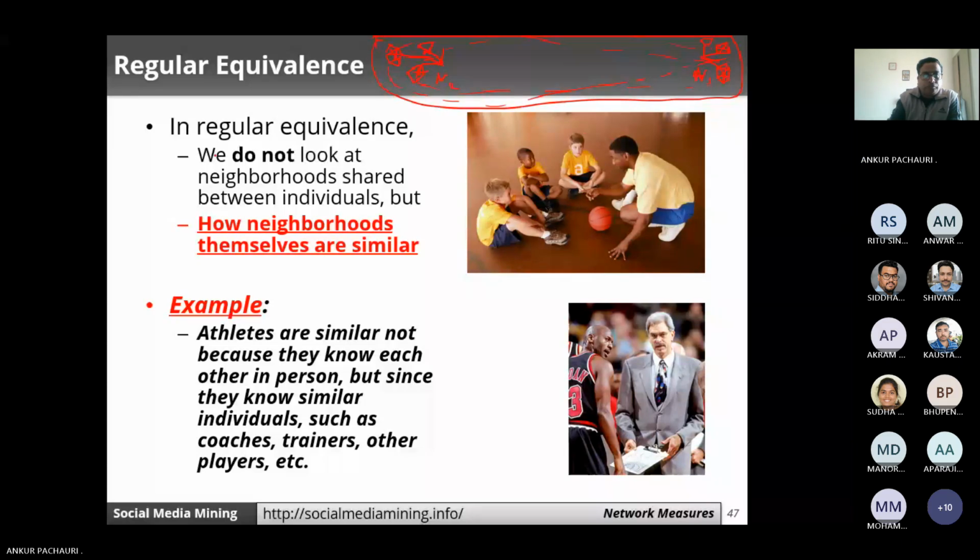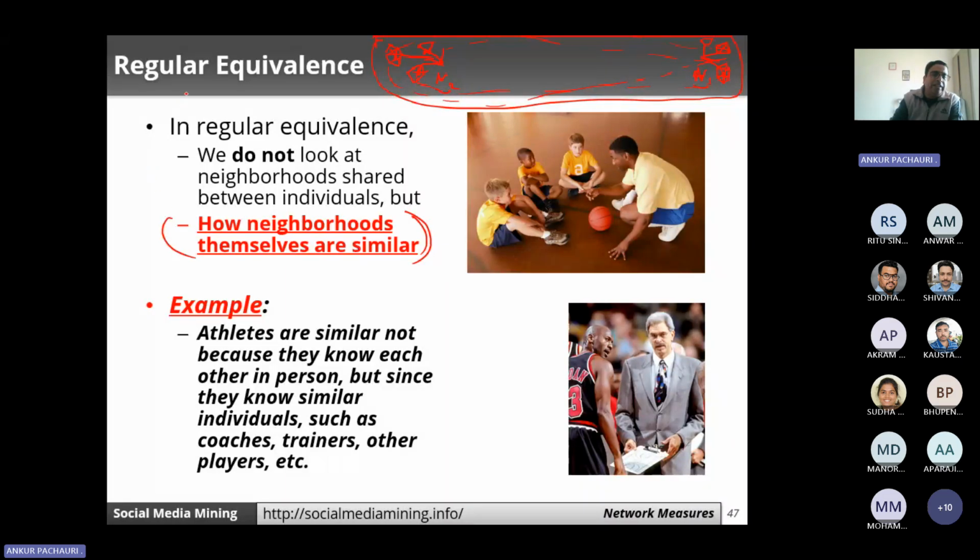In regular equivalence, we do not look at the neighborhood shared between individuals, but at how the neighborhoods themselves are similar. The neighborhood of n1 and the neighborhood of n2 share some similar property. So although they may not be directly connected, n1 and n2 will have the same similarity value. This type of equivalence we call regular equivalence, which is important.